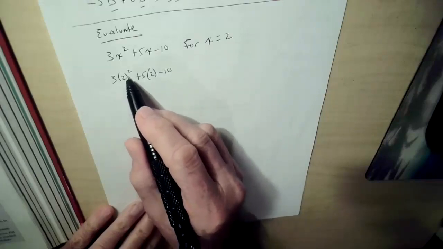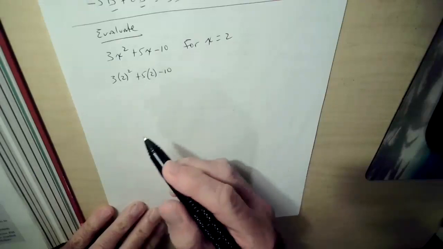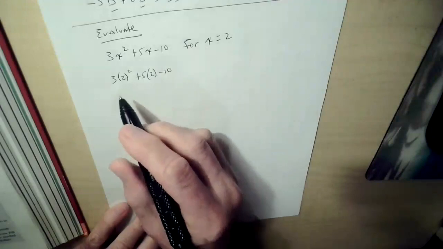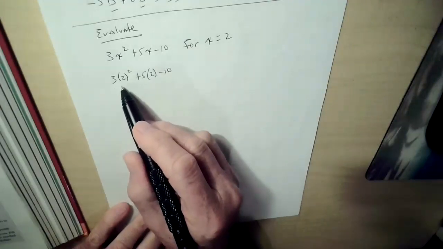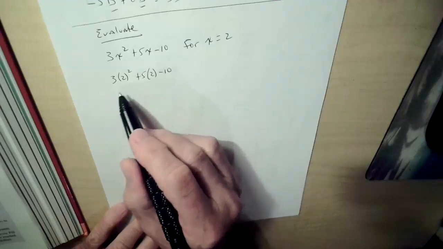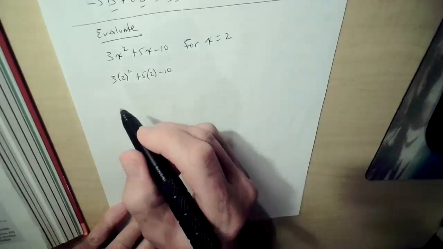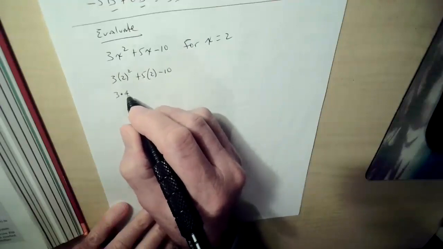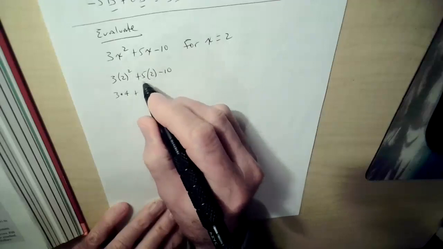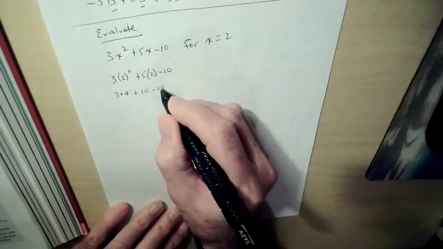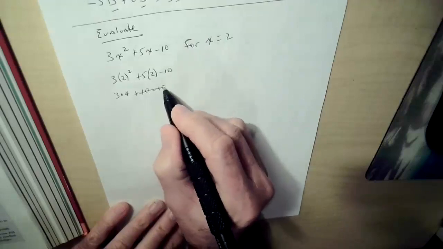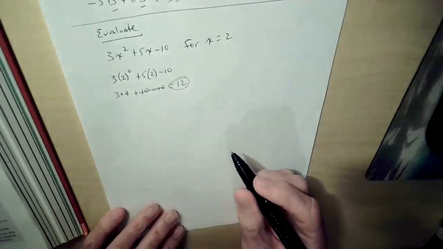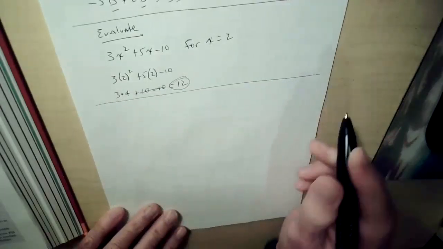You can plug this into your calculator just like this: 3 times 2 squared plus 5 times 2 minus 10. And it will. This is just order of operations, probably the most used thing we do. Okay, first, do we have any parentheses? Yes, but there's nothing to do in there. Is there an exponent? Yes, there is. So it's 3 times 2 squared, which is 4. Plus 5 times 2 is 10. Minus 10. 10 minus 10 is 0, so that's basically gone. And we have, this is 12. Right.